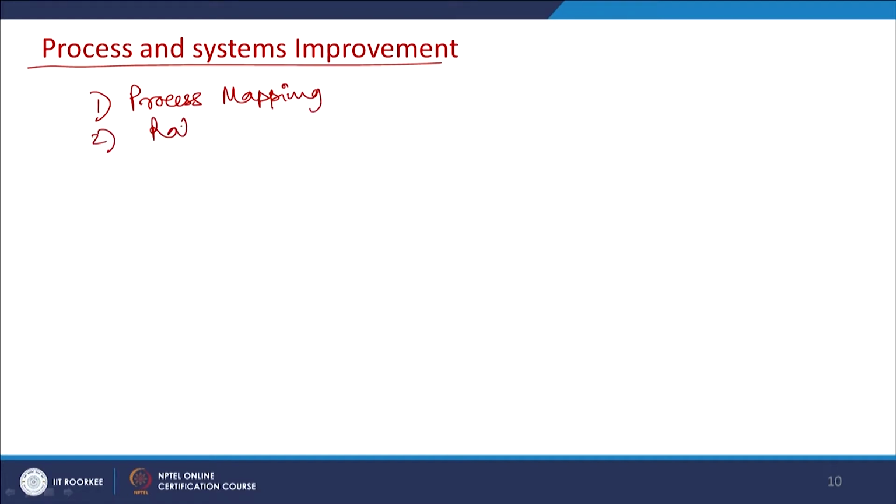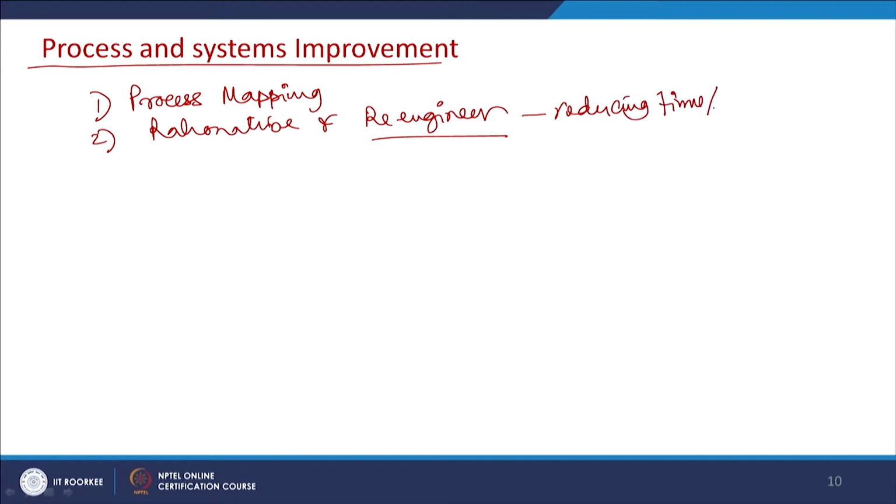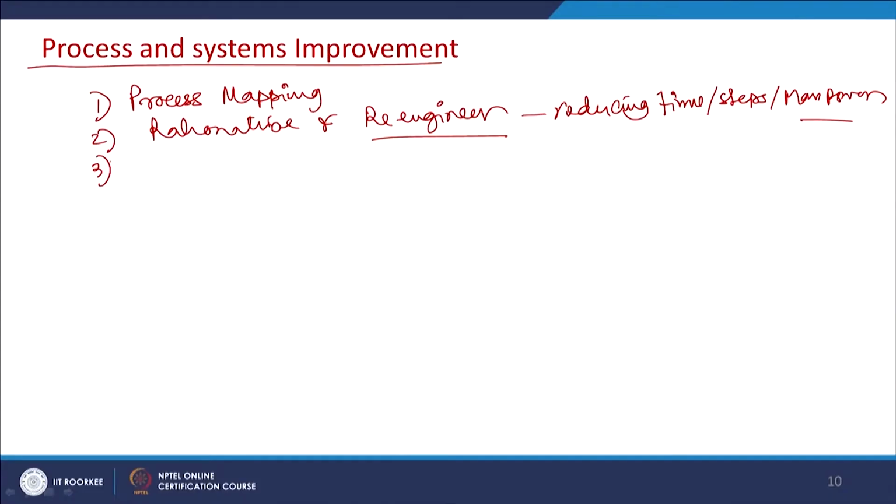Then rationalize and re-engineer. Re-engineer means reducing time, steps and manpower. Maybe earlier that process required 3 to 4 manpower involvement, but now you are reducing to maybe 1 or 2 manpower involvement, like that.